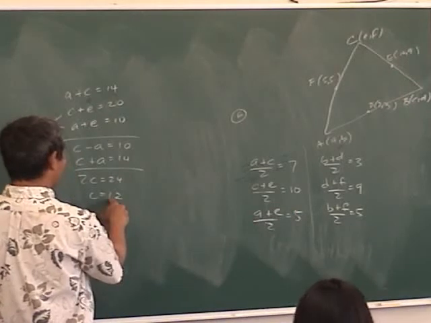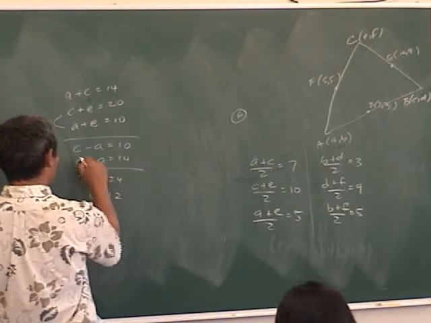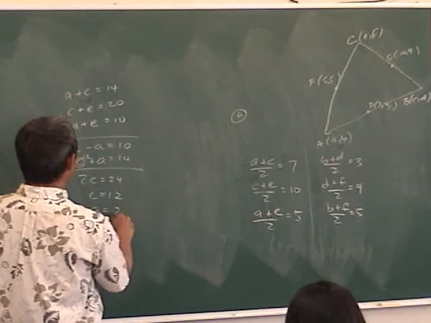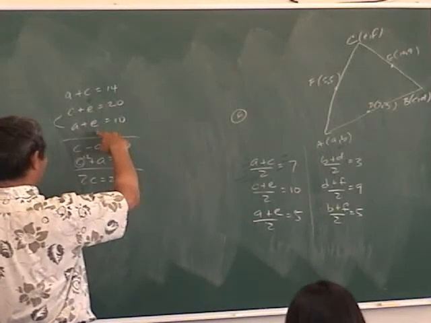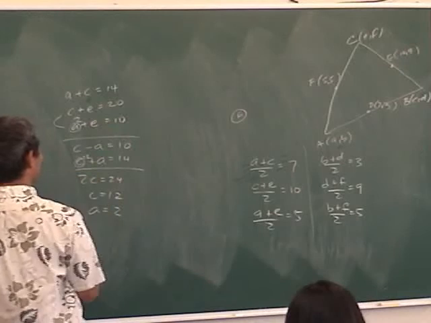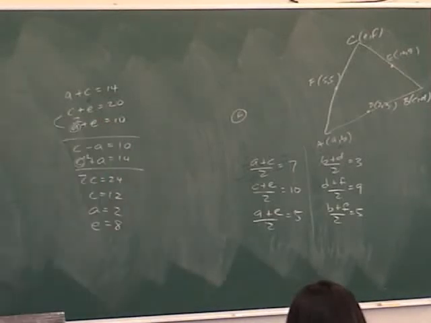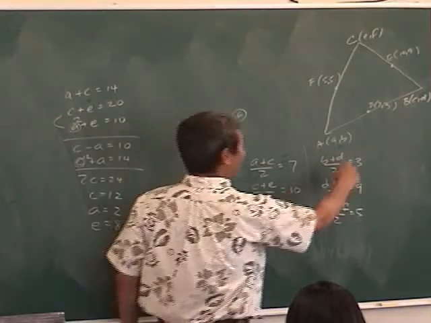Once you figure out C is 12, plug it back into one of these. Therefore, A is 2. Once you get C and A, plug it back into one of these. Which one? Okay, this one. What is E? E equals 8. There you go. And then you just solve these equations to find B, D, and F.